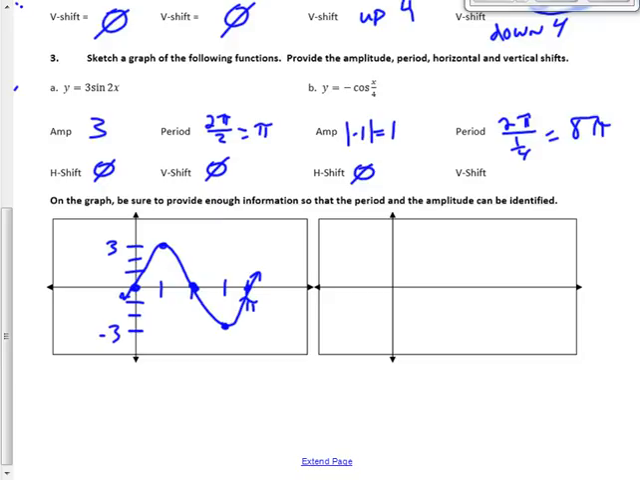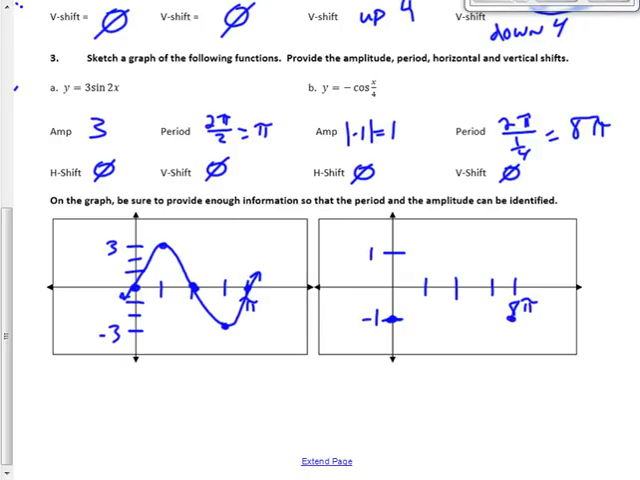The horizontal shift, there isn't one. Vertical shift, there isn't one. So this goes up 1 and down 1. Because it's a cosine graph, it actually starts at the top of its amplitude, but I put the negative in front, so it flips it upside down. It goes out to 8 pi, so it ends there as well, halfway in between.